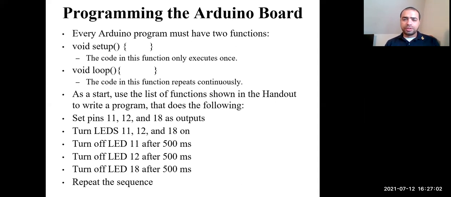Every Arduino program must have two functions: the void setup and the void loop function. The word void means it doesn't return anything. It's not expecting to return anything when it's executed. You need to include braces after every function, and you leave the parentheses empty because it's not going to return anything to you.